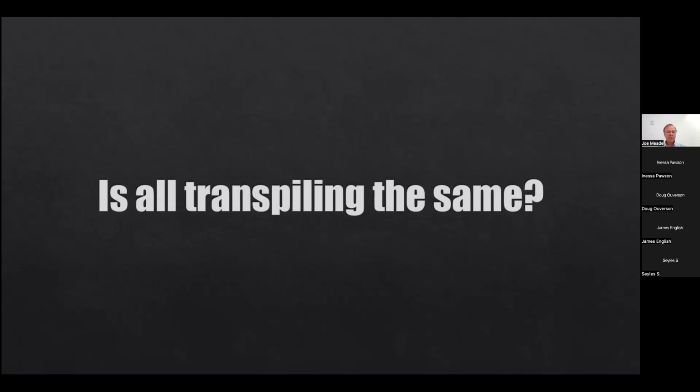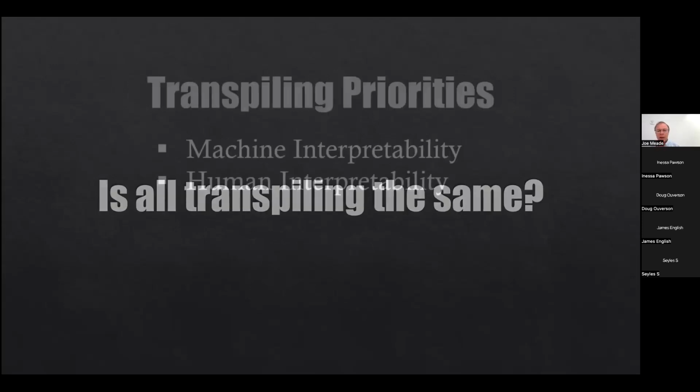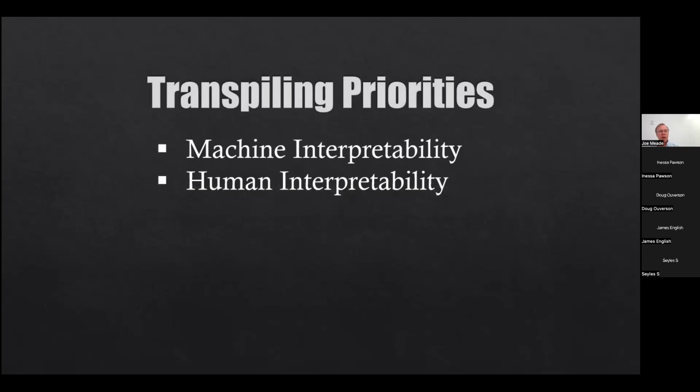Okay, so I asked this question, is all transpiling the same? And it's not really. I look at it, there's kind of like machine interpretability and human interpretability. If you think about Babel, Babel does not care what the code looks like. It just wants it to work. So it'll take your JavaScript and it will make it work really well in an old browser, but it's going to be ugly. It's going to rewrite the variables. It's going to add in polyfills. It's going to move the code around. It's not going to look the same.